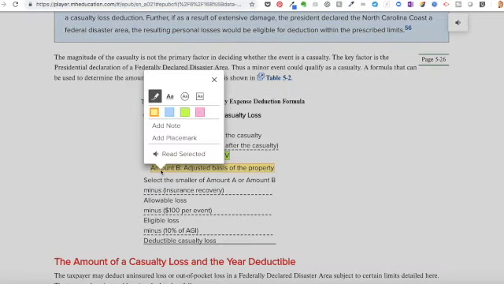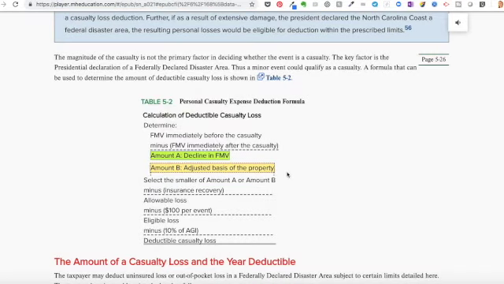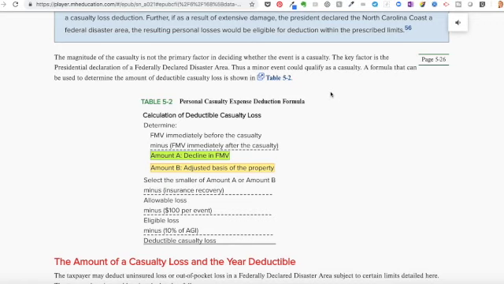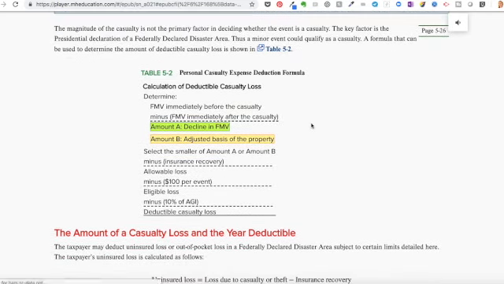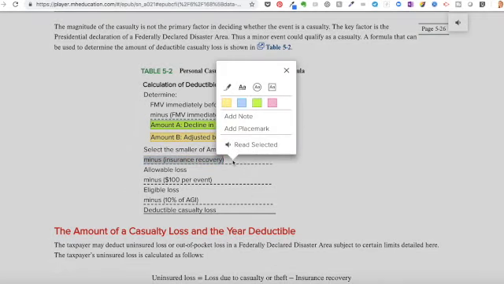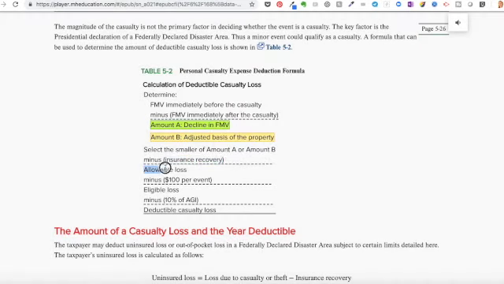Now we have to compare this to amount B, my adjusted basis in the property. If I only have, say, a $50,000 adjusted basis in the property, I can only take my adjusted basis. Select the smaller of amount A or amount B. So I can only actually lose what my investment is in the property, which is based on what you paid and things like that. So you can only lose what you actually put in. But the reason it's very difficult to take a deduction for even that amount is if you get insurance, you have to subtract it, and that equals the allowable loss.